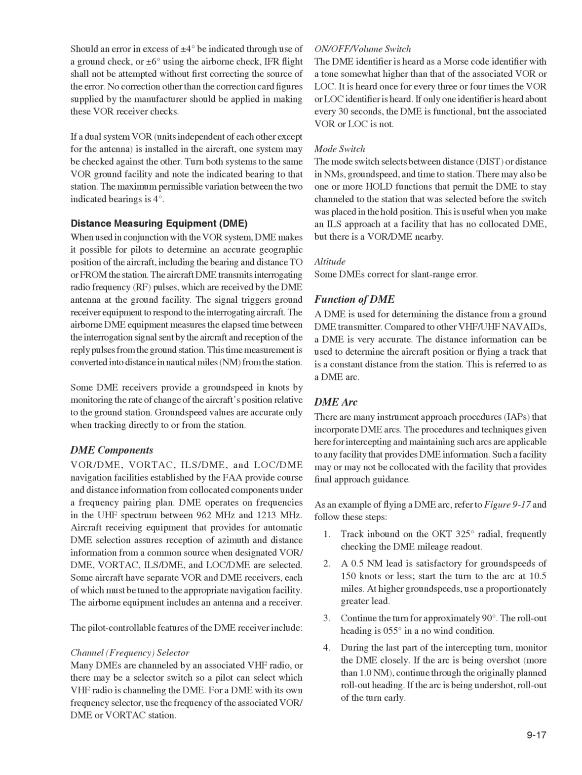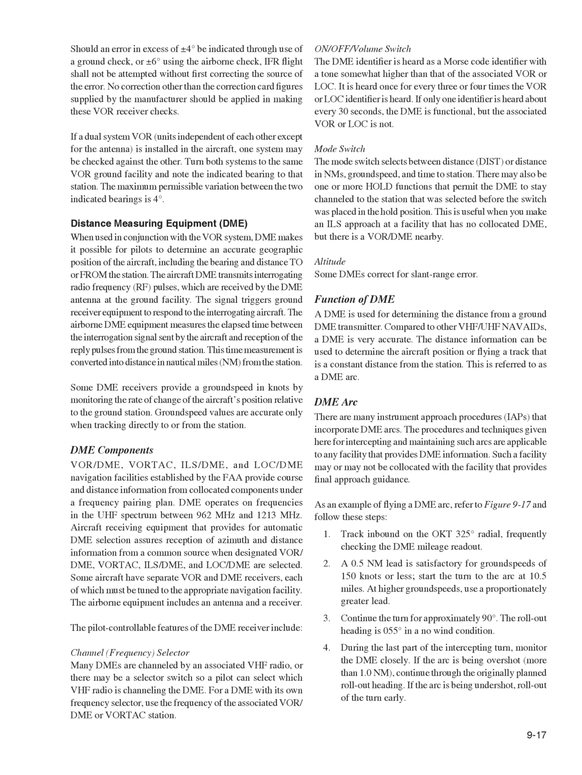Distance measuring equipment, DME. When used in conjunction with the VOR system, DME makes it possible for pilots to determine an accurate geographic position of the aircraft, including the bearing and distance to or from the station. The aircraft DME transmits interrogating radio frequency, RF, pulses, which are received by the DME antenna at the ground facility. The signal triggers ground receiver equipment to respond to the interrogating aircraft.